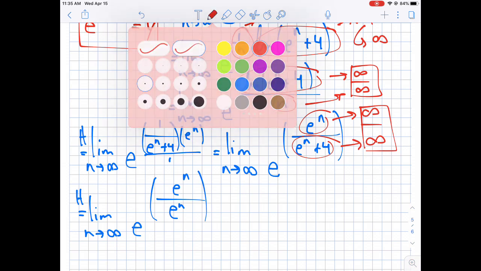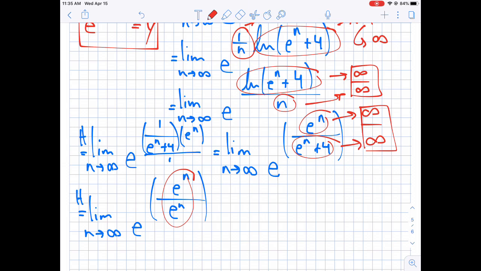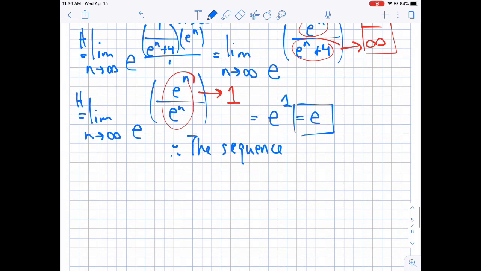And now, looking at this exponent, even though it's still going to be technically infinity over infinity, we have that e to the n divided by e to the n will always just be equal to 1. So for this one, it's just going to approach e to the power of 1. Our entire limit is equal to e. And so that limit exists, and so our sequence, which was e to the n plus 4 to the power of 1 over n, is going to be convergent.